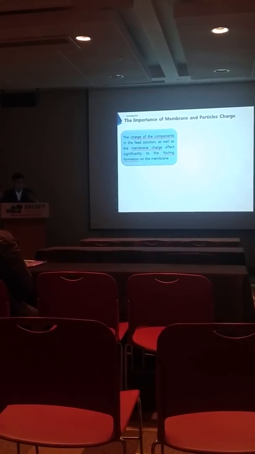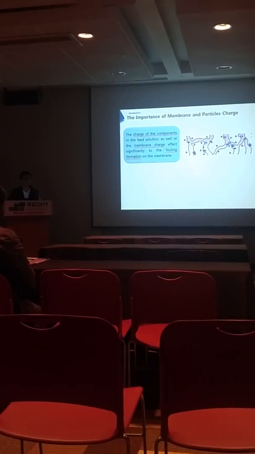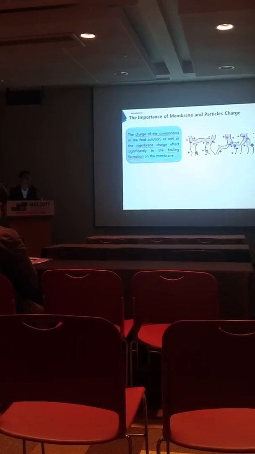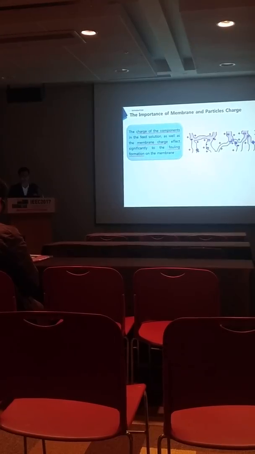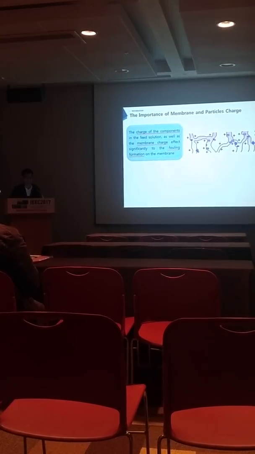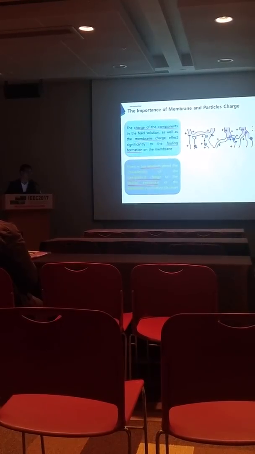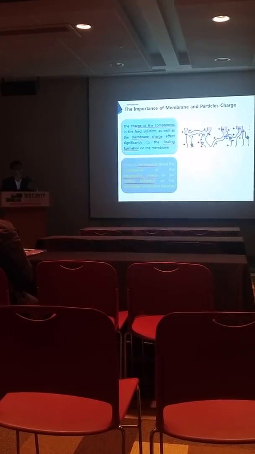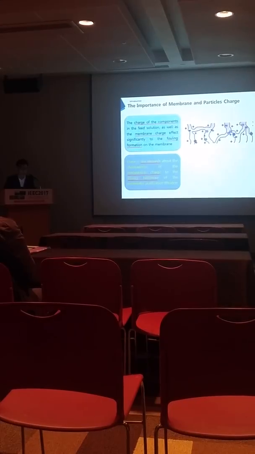So let's take an example. If we have a positively charged membrane and negatively charged nanoparticles, then the particles will create self-fouling on the membrane due to the attraction of the particles to the membrane, and therefore the charge of the particle and also the membrane are the main factors that will create a significant fouling tendency on the membrane.